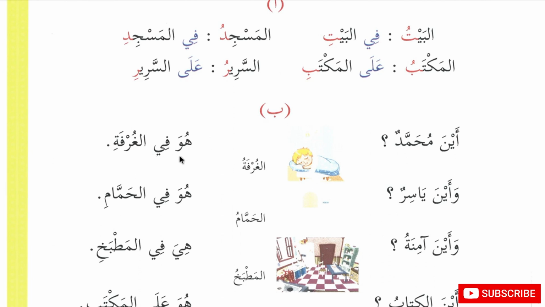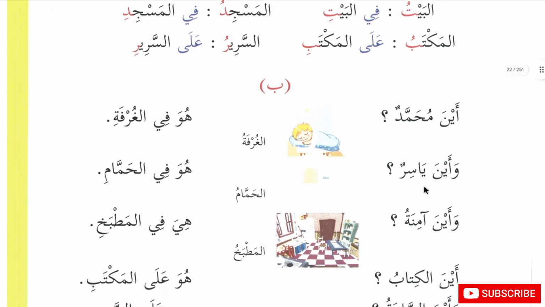Huwa fil ghurfa. He is in the room. Wa aina Yasir? Where's Yasir? Yasir huwa fil hammam. He is in the bathroom, in the washroom. Ghurfa, room, hammam, washroom, bathroom, al-matbakh, the kitchen.